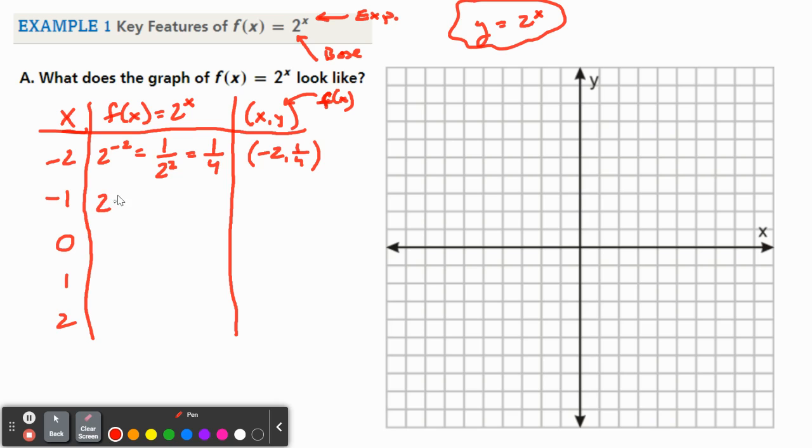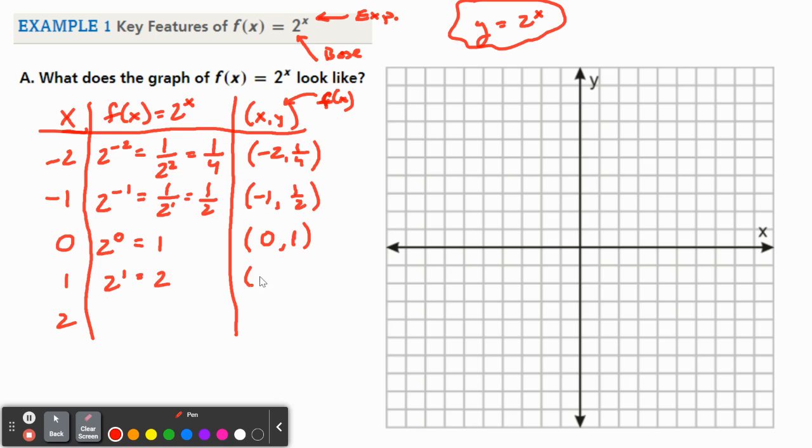So middle column, let's replace your x with -1. So 2 to the negative first power is 1 over 2 to the first, but 2 to the first is just 2. So that's 1/2. So our next point would be -1, 1/2. All right, then we're going to plug in 0. Here's your 0 exponent rule. Anything to the 0 power is 1. So we plugged in 0 for our x, and we got out 1 for our y. Now we're going to plug in 1 for the exponent, but 2 to the first is just 2, so that's the point 1, 2. And we're going to plug in 2 for our exponent, and 2 to the second is 4, so there's your point 2, 4.